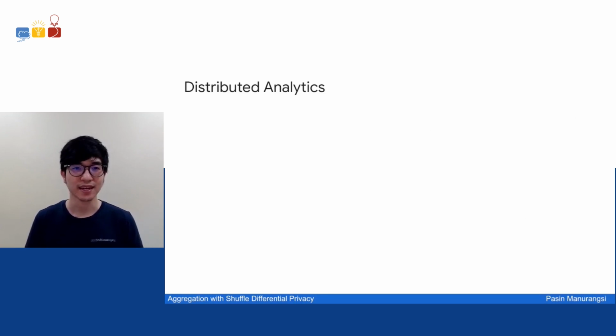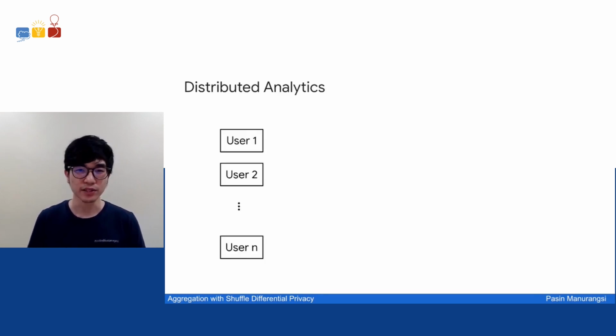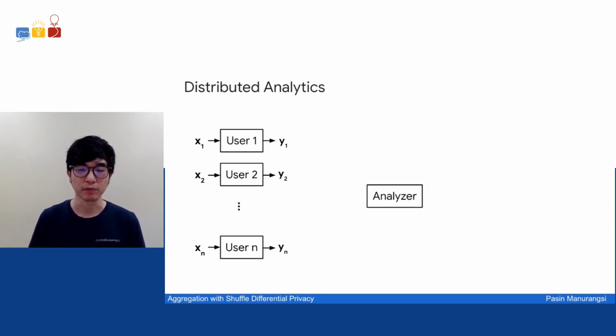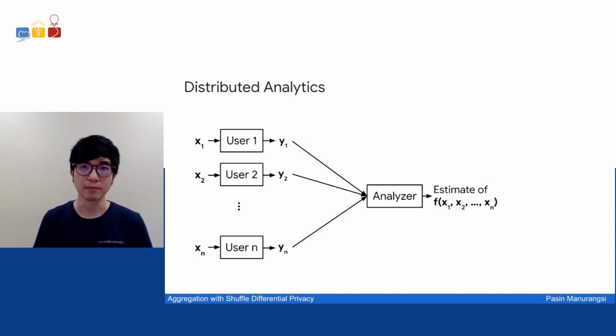Today we'll be discussing distributed analytics scenarios, and this can be abstracted as follows. There are n users, and there is the analyzer. Each user i has some input xi, and based on the input and perhaps the randomness of the user has to produce some message yi. These messages are sent to the analyzer, who uses them to compute an estimate of some function f on x1 to xn. This is a pretty generic abstraction, and it captures many problems in practical settings.